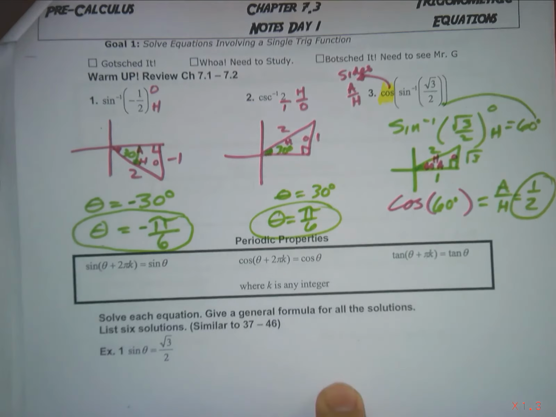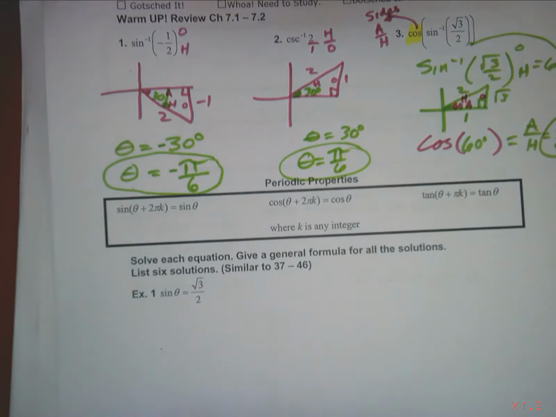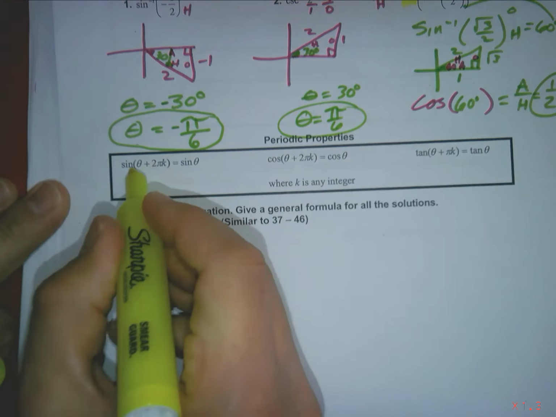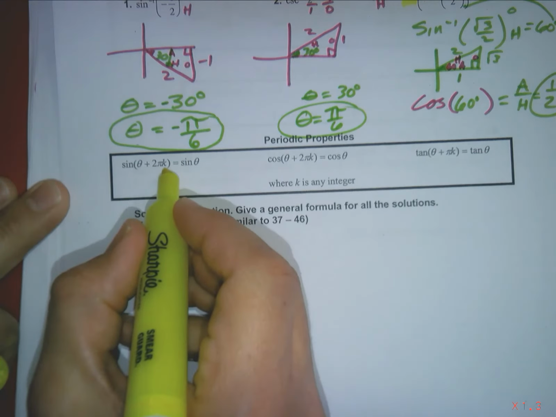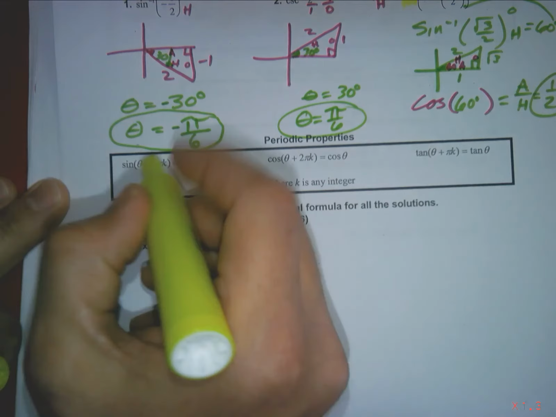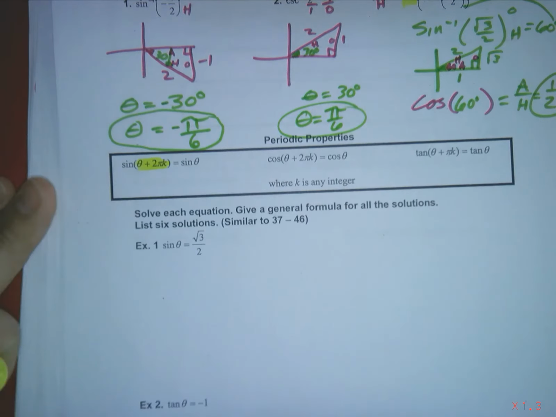When we take a look, they talk about the period of sine and cosine. When we graph sine and cosine, those things start repeating after one full revolution around the circle, so all the way around, 360 degrees or 2 pi. So that's what this says: the sine of theta plus 2 pi k, where k is any integer like 1 or 2 or 3 or 4. That's the period of sine.